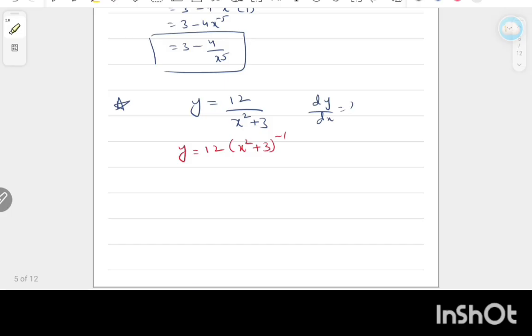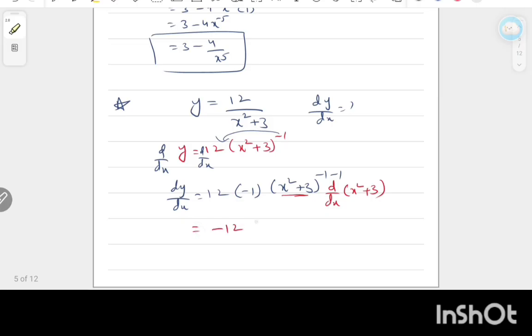Now take the derivative of both sides, d over dx. Now it will be dy by dx, and 12 times the derivative of this term. This power will come at the start, so it will be minus 1, and we will subtract 1 from the power. After the power, we take the derivative of the term without the power, which is x^2 + 3.